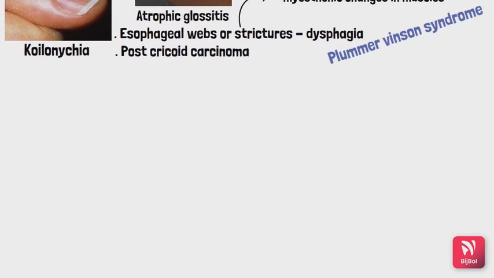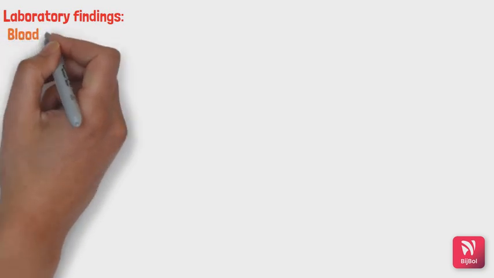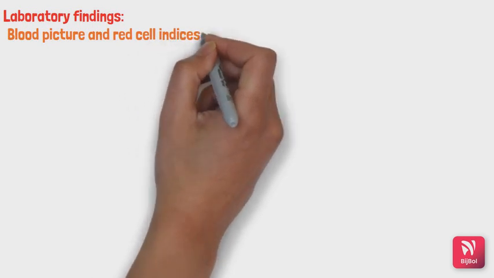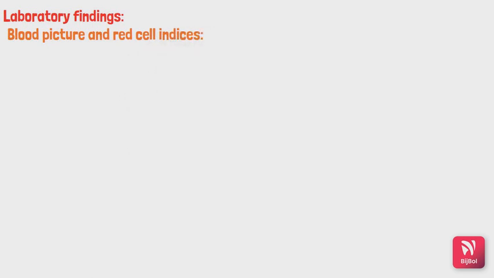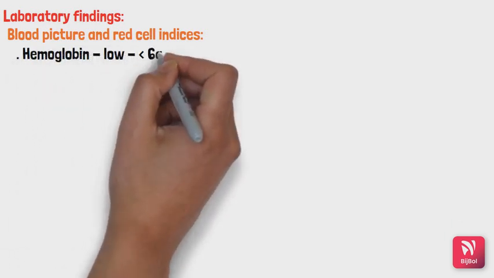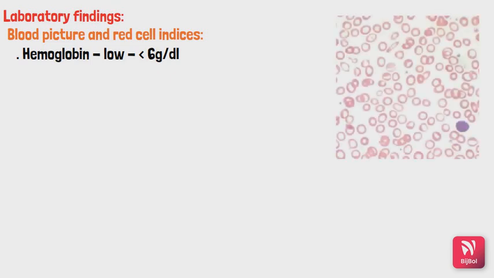Now let's move into laboratory diagnosis, that is laboratory findings. Any anemia, first we will be seeing the blood picture and red cell indices, because it is anemia, right? So there will be changes in red blood cells. As it is an anemia, definitely there will be decrease in the hemoglobin concentration. Usually hemoglobin has to be more than 12 in either males or females, but here it will be as low as below 6 gram per dl.